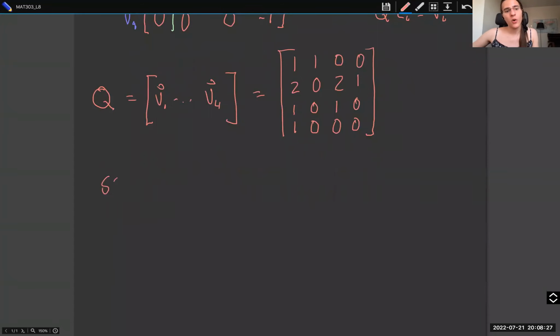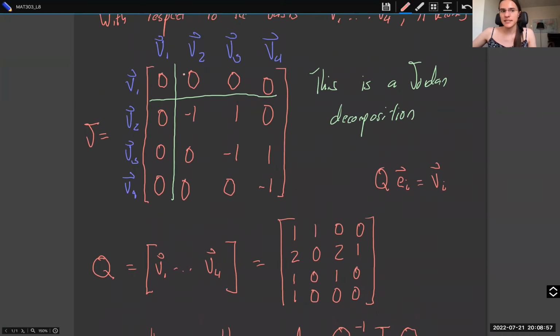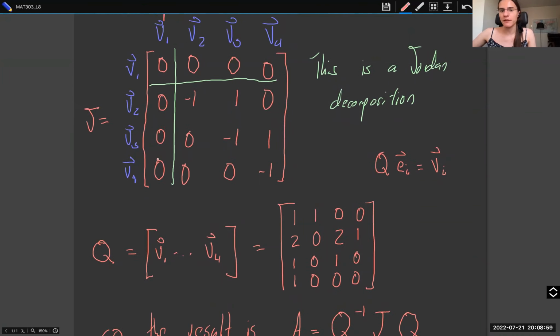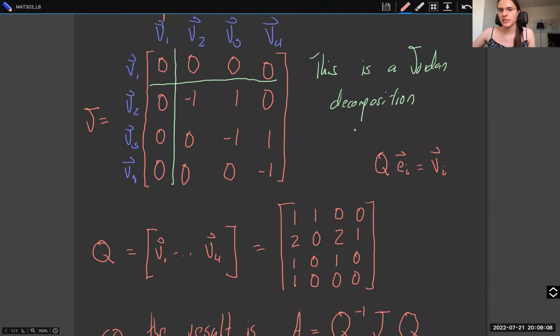So the result is that A is equal to Q inverse JQ. This is going to be a basis, so Q is going to be invertible. So how you think about this is that if you're starting from this side, you start off with the unit basis, then it's converted to the Vi basis. And in the Vi basis, the matrix is J, and then you convert back from the Vi basis into the ei basis.